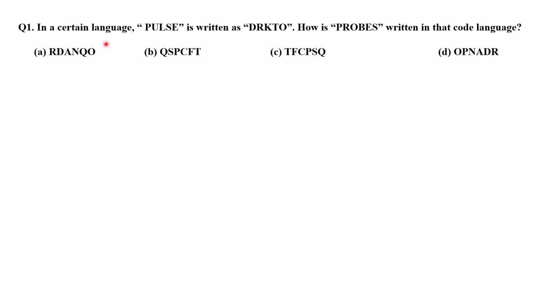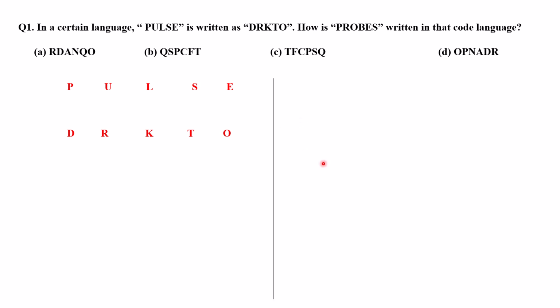Now here is question 1. This question is based on coding decoding. So here it is given PULSE is written in this code. How is PROBES written in that code language? Okay, so let's try to find out the relation between the coding which is already given in the question. So PULSE is coded as this.